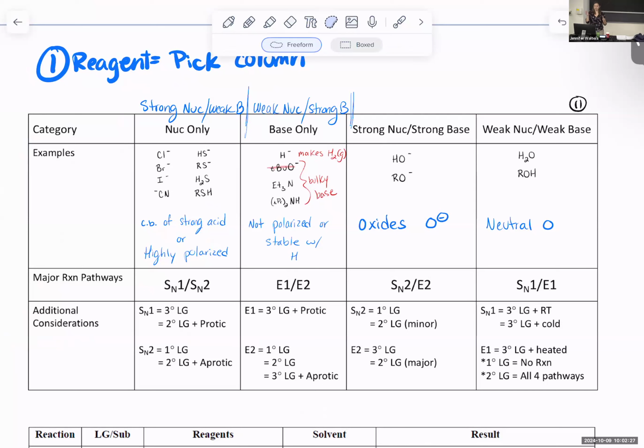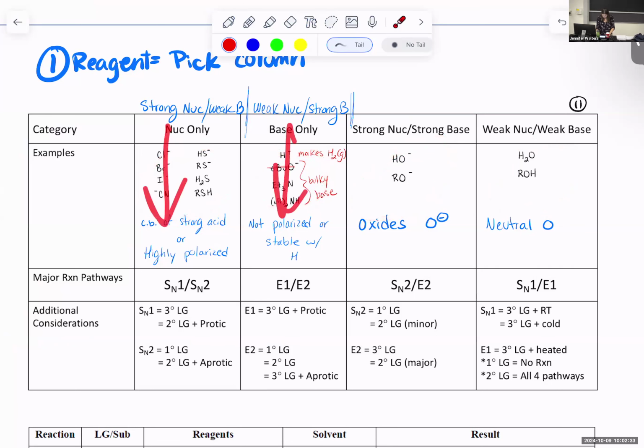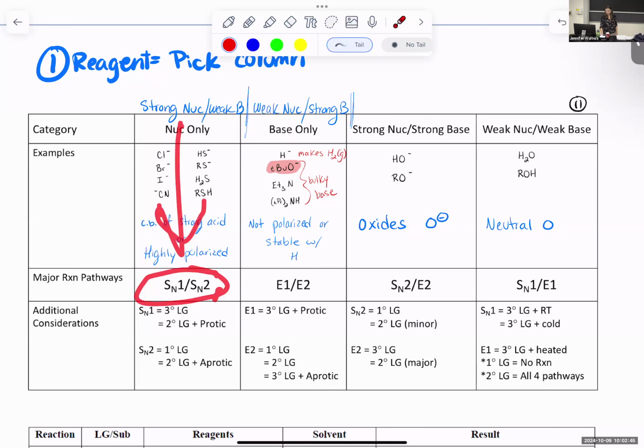So you pick your column first. You figure out which reagent you are, and that picks your column. That looks like I crossed out the tert-butoxide now. So once I pick my column, that narrows it down to 2 reaction pathways.